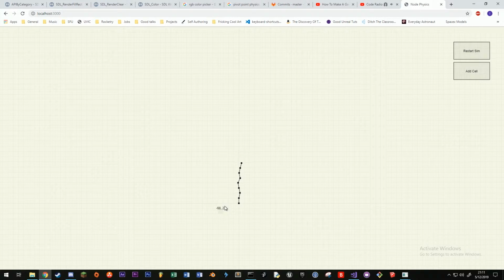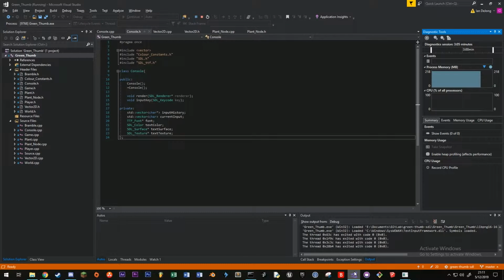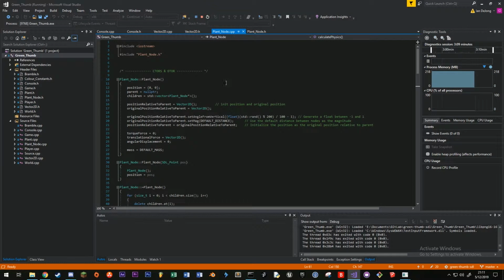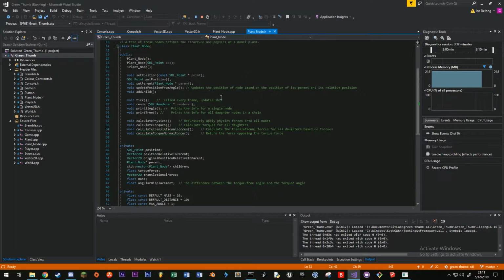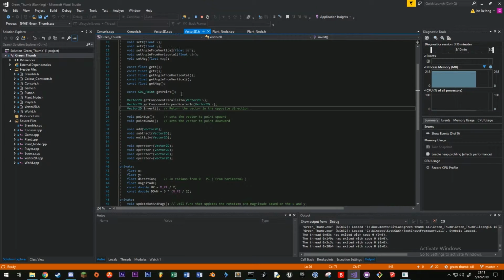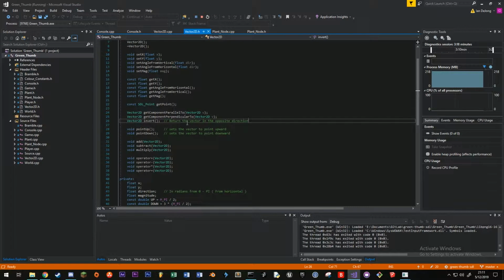So I'm bringing this code over and implementing it in Visual Studio here. I've got this node class here, this plant node class, and I've also made a vector class so that I can work with forces.